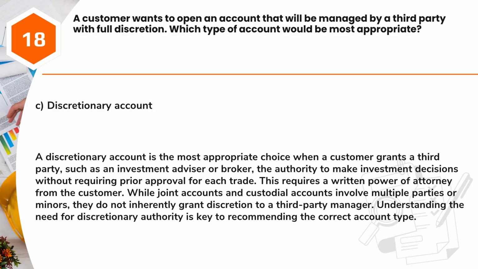Answer, C. Discretionary account. A discretionary account is the most appropriate choice when a customer grants a third party, such as an investment advisor or broker, the authority to make investment decisions without requiring prior approval for each trade. This requires a written power of attorney from the customer. While joint accounts and custodial accounts involve multiple parties or minors, they do not inherently grant discretion to a third-party manager. Understanding the need for discretionary authority is key to recommending the correct account type.